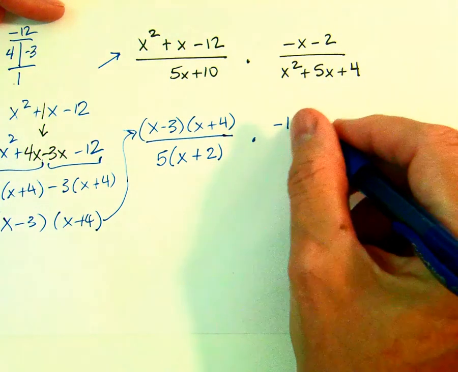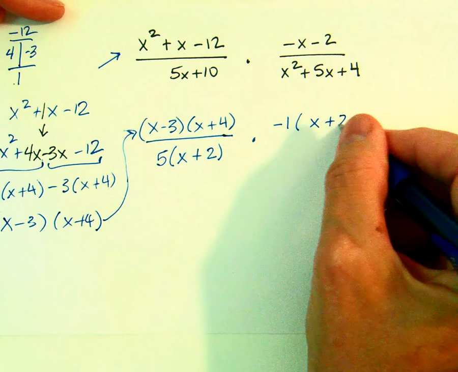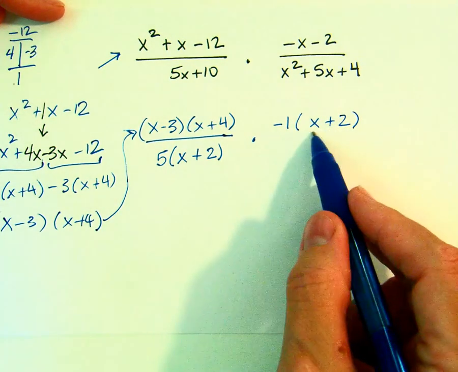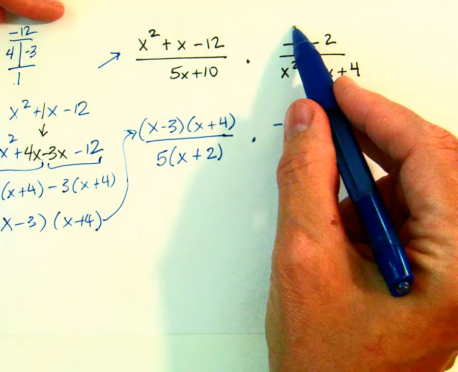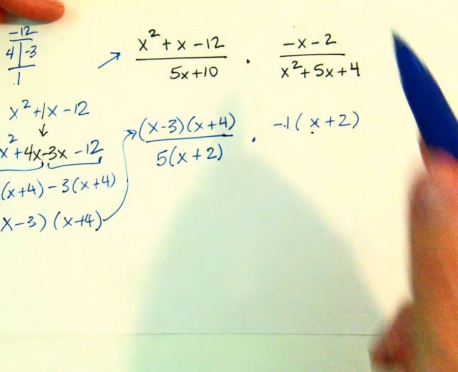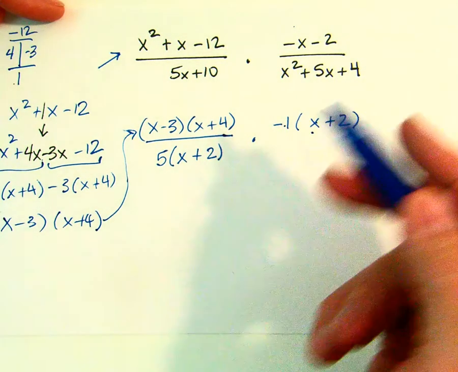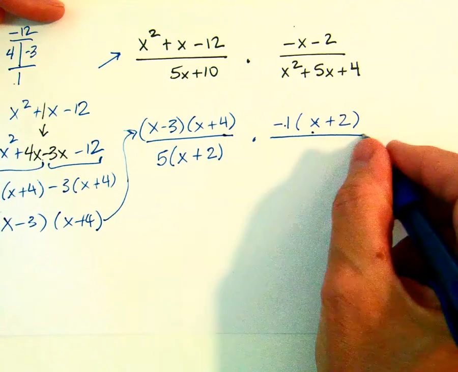So if I rewrite this as negative 1 times the quantity x plus 2, I have not changed the value because negative 1 times x is negative x. Negative 1 times 2 is negative 2. So it's the same value, but now I'm going to be able to cancel. So it's good to be sneaky.